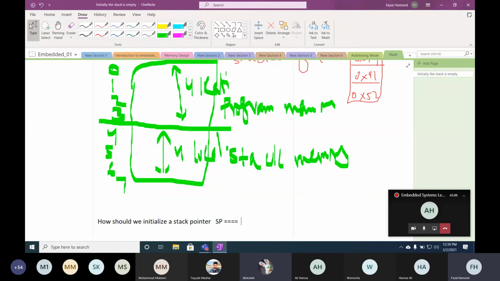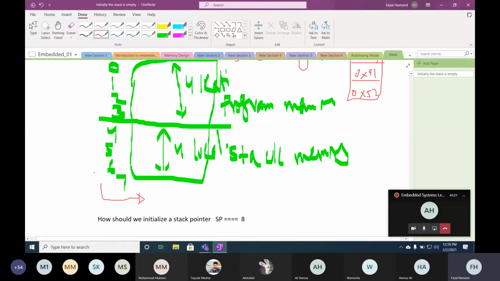No, not 7 plus 1. 7 plus 1, I told you. 8. So we should point, because if you initialize it to 8, it is not pointing to any valid location. So when we insert the first element, okay. So now stack pointer. So what is the first address?